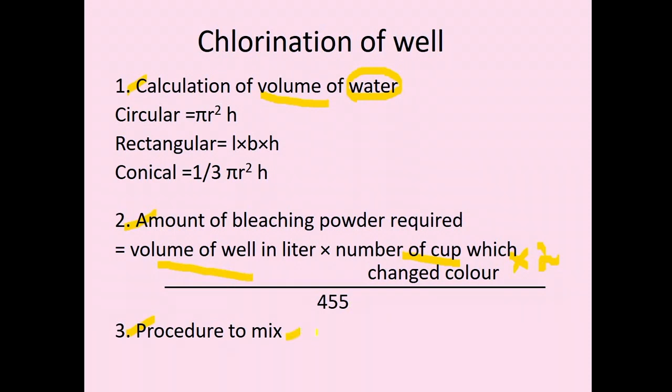Then the procedure we need to explain. That is, first we need to mix it with the water. Then we have to take out the lime from that. Then we have to put that bucket in the center of the well, immerse it down and up and to the sides. And that's how we should release the chlorine to all the ends.